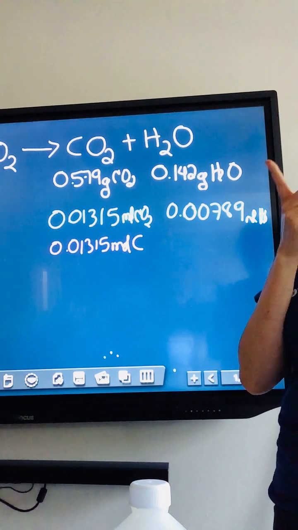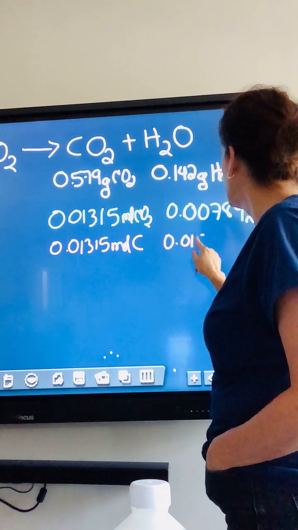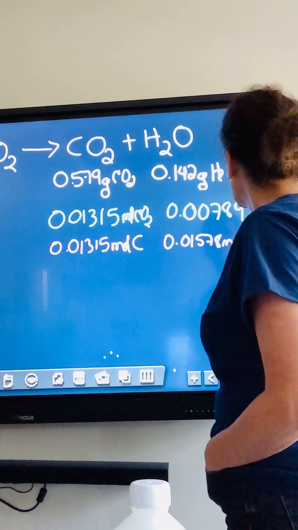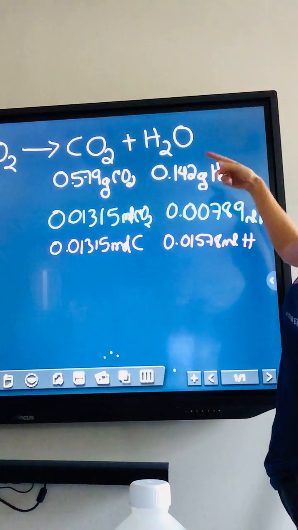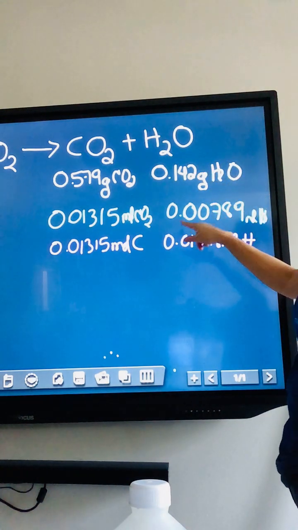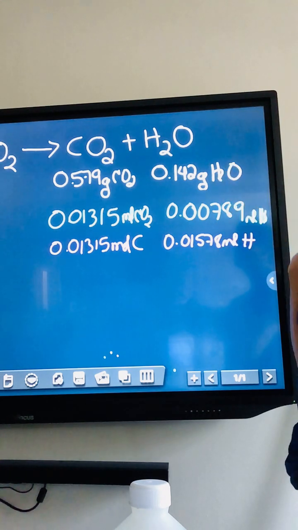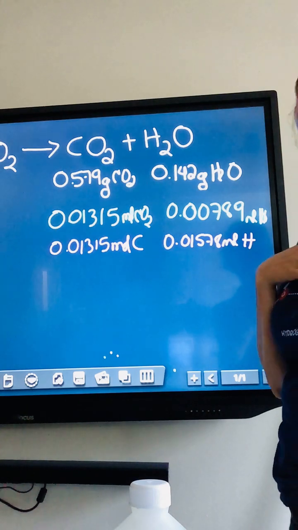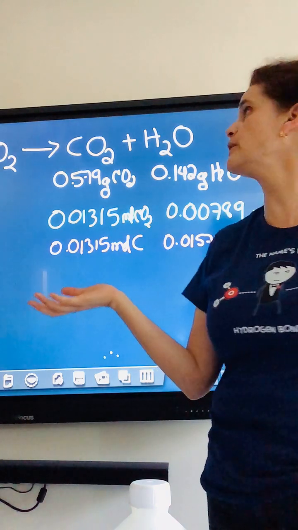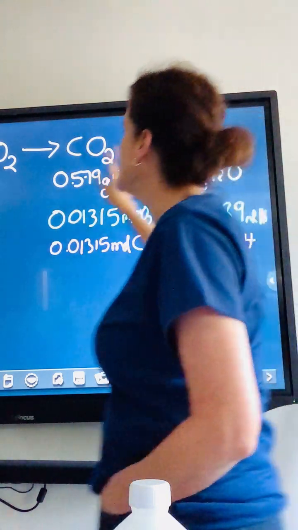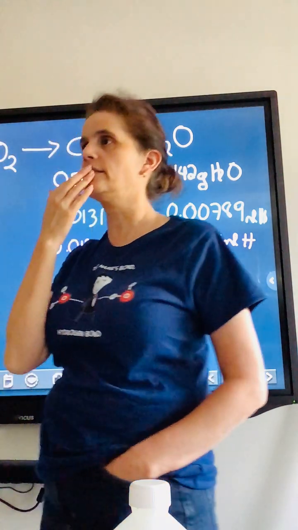0.01578. Did you multiply times 2? Mm-hmm. Okay. 0.01578 moles of hydrogen. So for every mole of water, I have 2 moles of hydrogen. For every this many, I have double the amount of hydrogen because there are 2 hydrogens in a water. Can anybody think of what it is that I need to do to find the oxygen?